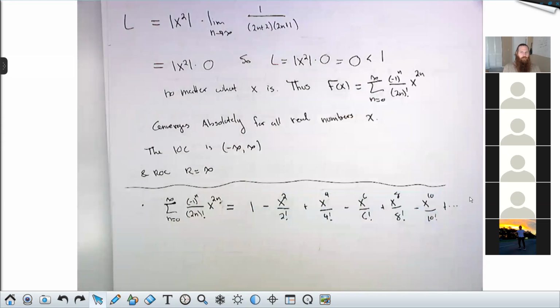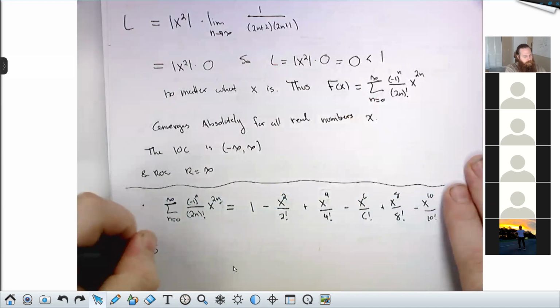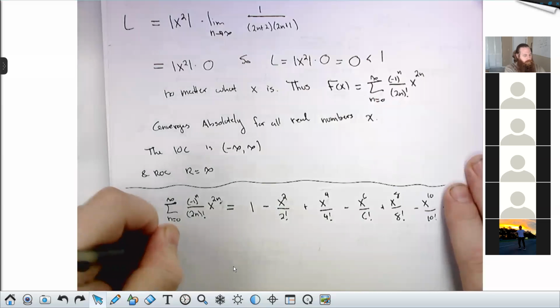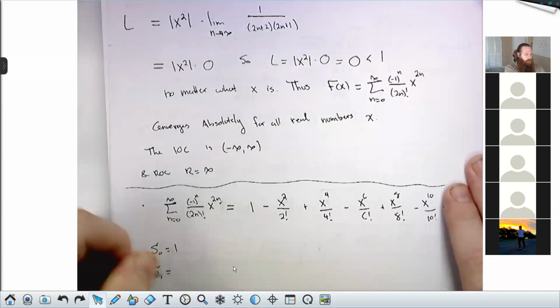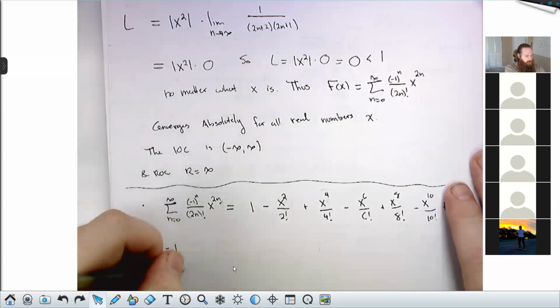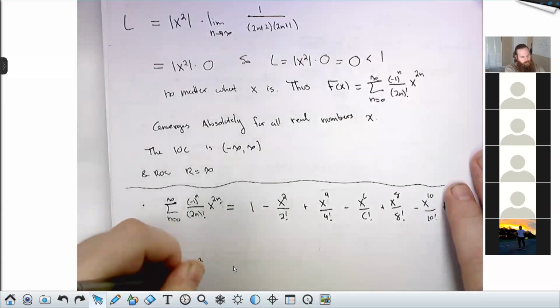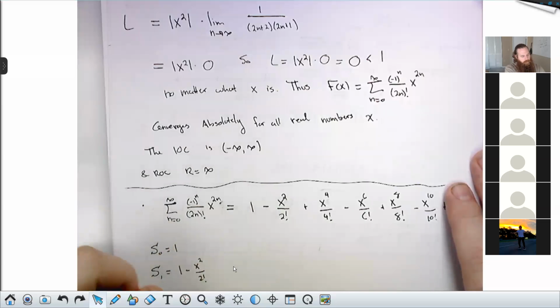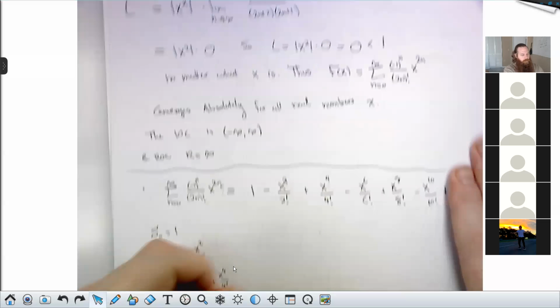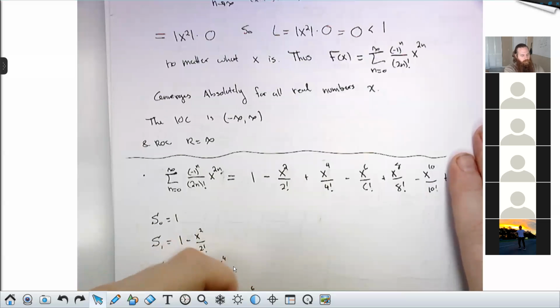So the partial sums of this power series really are polynomials. The 0th partial sum is 1. The first partial sum is 1 minus x squared over 2 factorial. And then the next one is 1 minus x squared over 2 factorial plus x to the 4 over 4 factorial. And then the next partial sum is 1 minus x squared over 2 factorial plus x to the 4 over 4 factorial minus x to the 6 over 6 factorial.